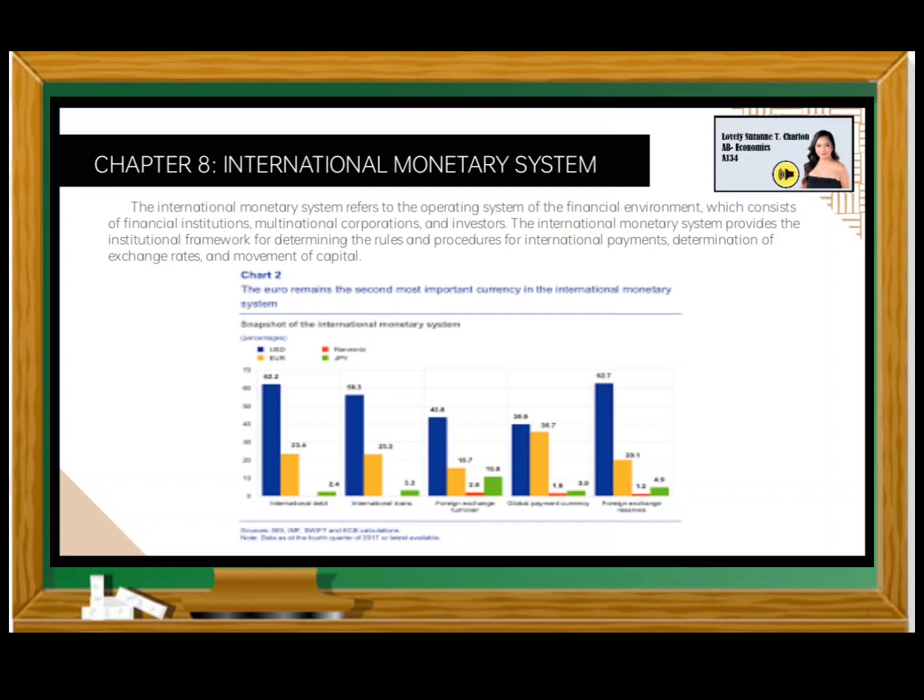This figure exemplifies the current dominance of the US dollar in all domains: international debt issuance, international loans, foreign exchange turnover, global payments, and foreign exchange reserves. The euro, a more regionally dominant currency, comes a distant second.